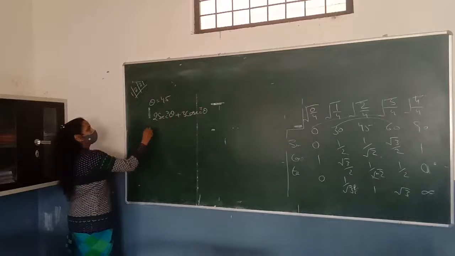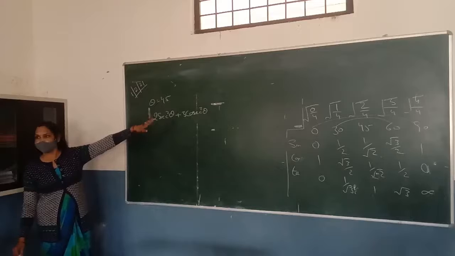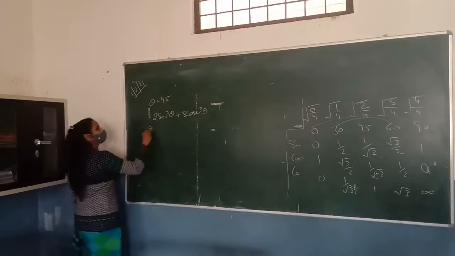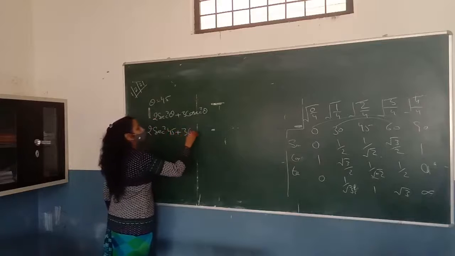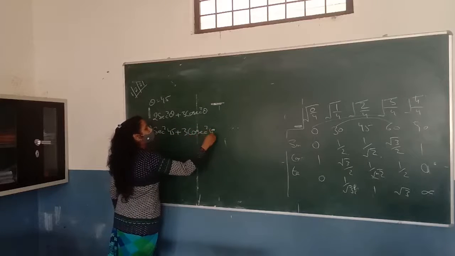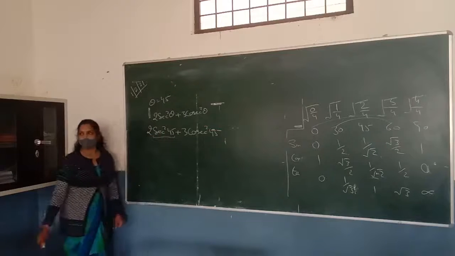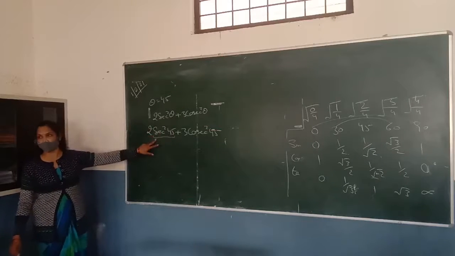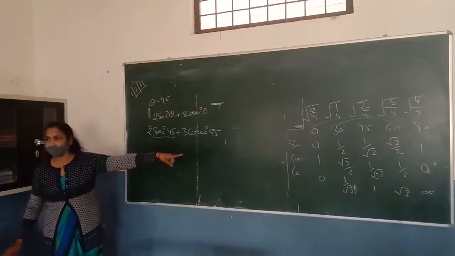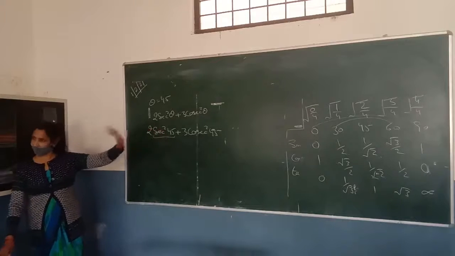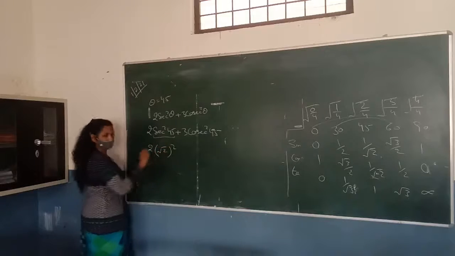Okay. So now we will put the value 45 instead of theta. So 2 sec square 45 plus 3 cosec square 45. Do you know the value of sec 45? Sec is the reciprocal of cos. So what is the value of cos 45? It is 1 upon root 2. So reciprocate, it will be root 2. So 2 into root 2 square.